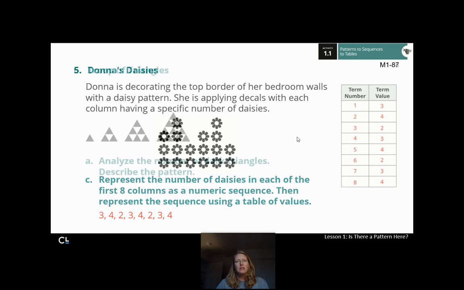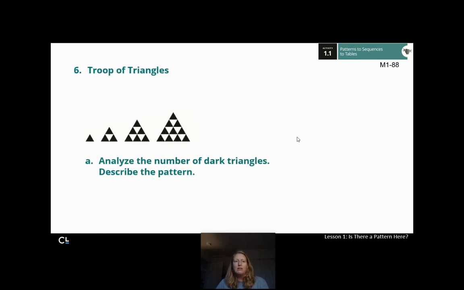We got triangles next, our troop of triangles. So analyze the number of dark triangles and describe the pattern. Well, here I have 1 dark black triangle, and then I have 3 black triangles, and then I have 1, 2, 3, 4, 5, 6 black triangles, and then I have 1, 2, 3, 4, 5, 6, 7, 8, 9, 10 black triangles. This one's a tricky one. Let me see. I went from 1 to 3, so 1 times 3 seems nice, but 3 times 3 doesn't give me 6, so that doesn't work out so well.